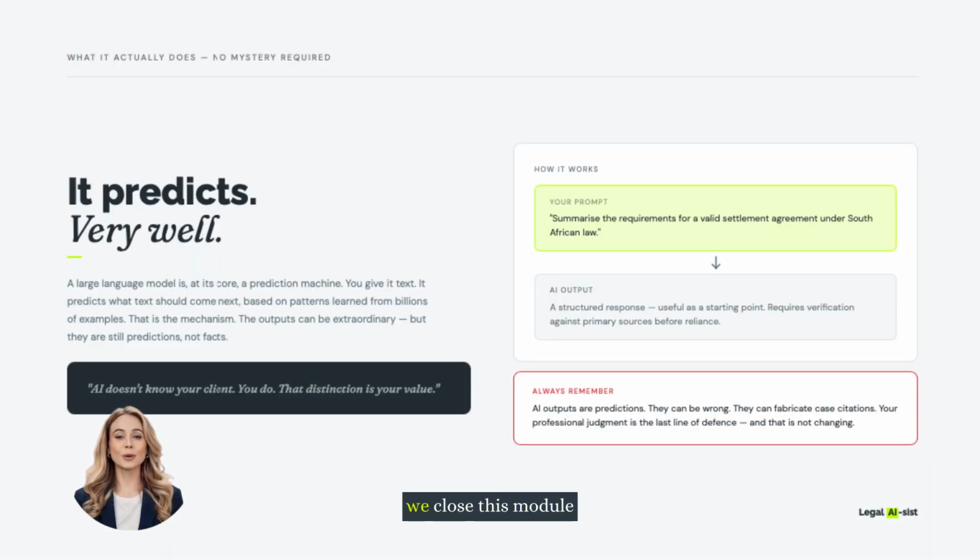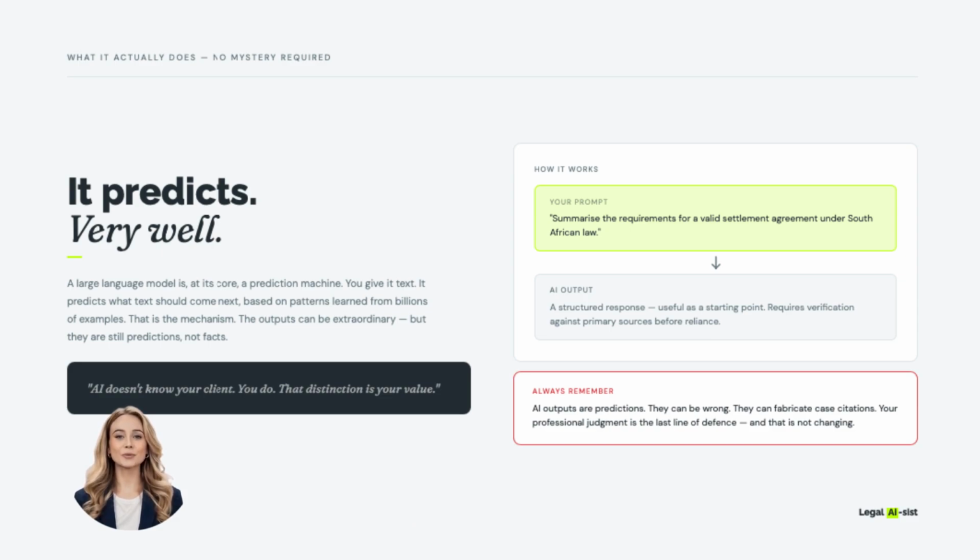One more thing before we close this module, and it is the most important conceptual point in the whole course. A large language model is, at its core, a prediction machine. You give it text, your prompt. It predicts what text should come next, based on patterns learned from training on billions of examples. That is the mechanism. That is all it is doing.